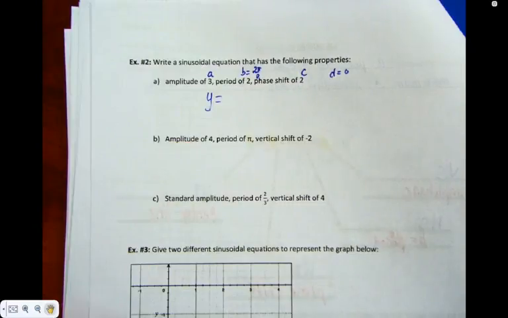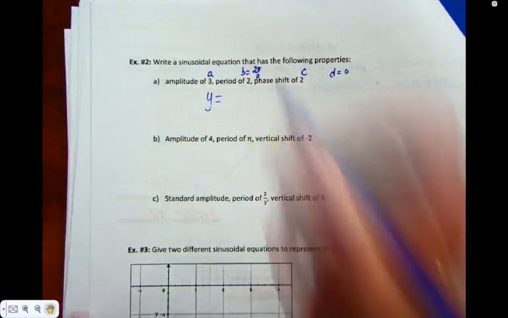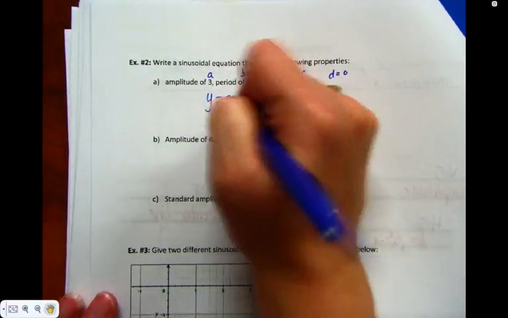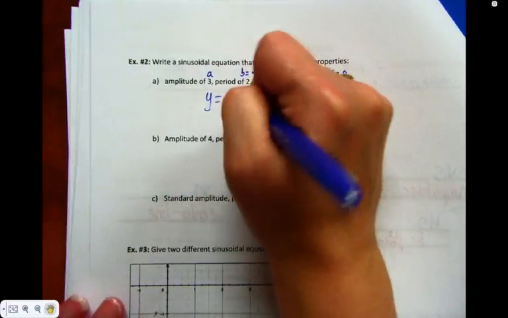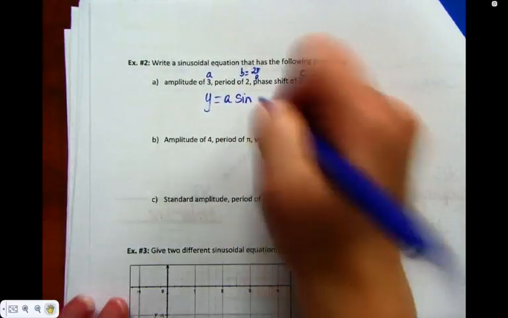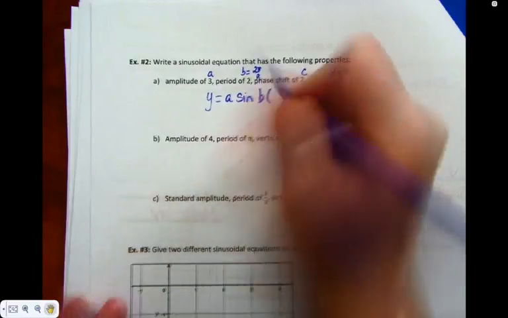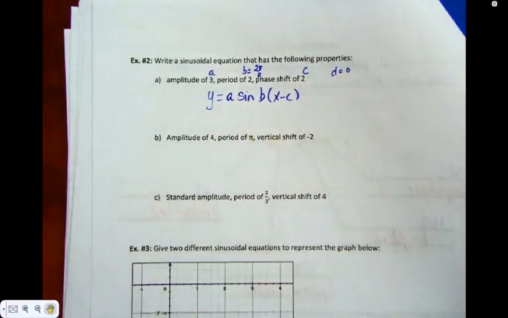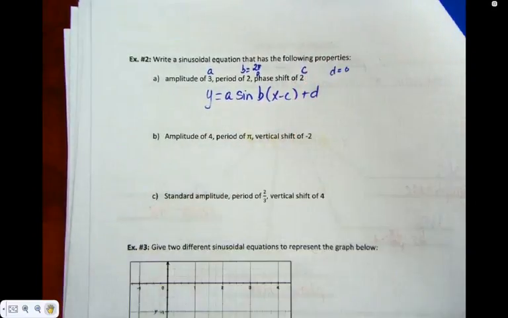And then what I like to do is just write out the general equation. Again, you don't have to, but sometimes it just helps to fill in those numbers. So we have A, sine or cos, doesn't matter which one you use. B, open a bracket. X plus or minus C, doesn't matter. And then plus D. Okay, so that's that general form of the sinusoidal.